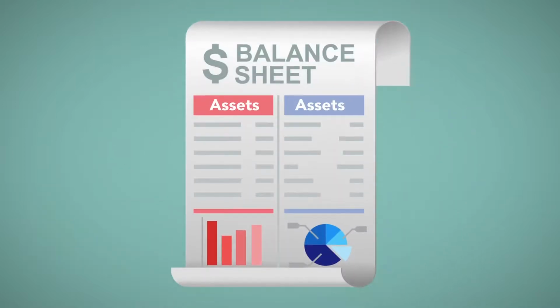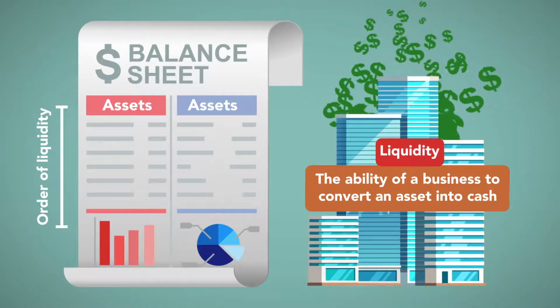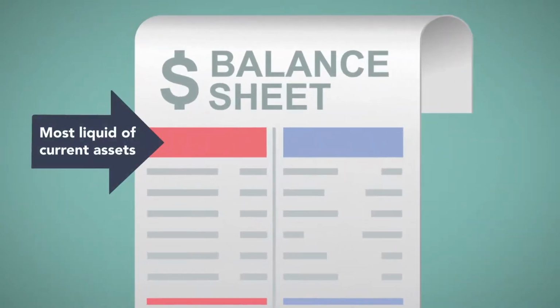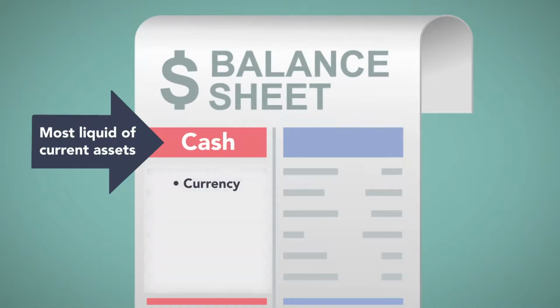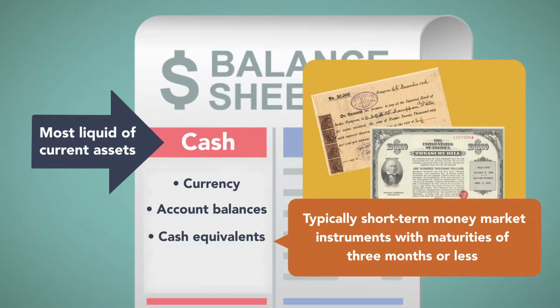Assets are listed on the balance sheet in order of liquidity. Liquidity refers to the ability of a business to convert an asset into cash. The most liquid of current assets is the cash account. Cash includes currency, account balances, and cash equivalents, which are typically short-term money market instruments with maturities of 3 months or less, such as commercial paper or treasury bills.